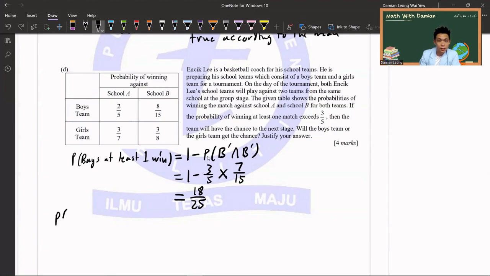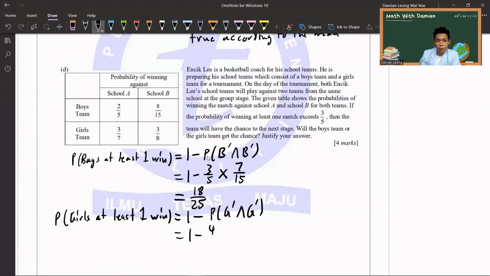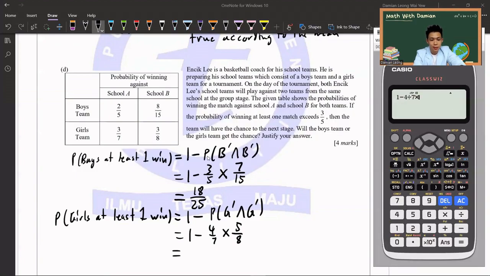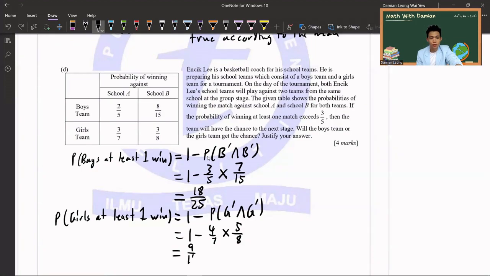We compare the probability of girls at least one win. One minus the probability that girls lose both matches. So 1 minus 4/7 times 5/8. 1 minus 4/7 times 5/8 gives 9/14.